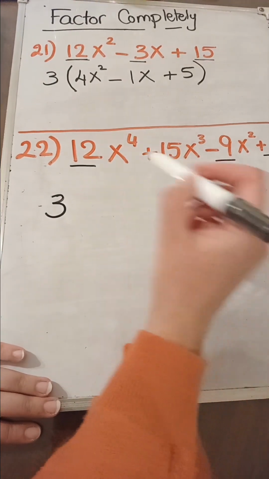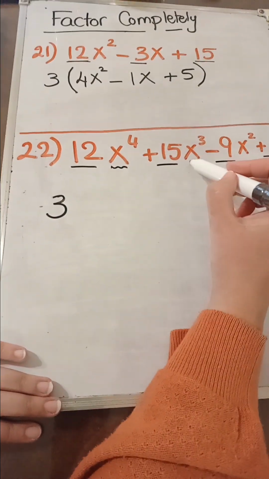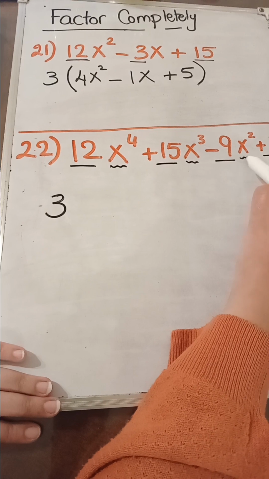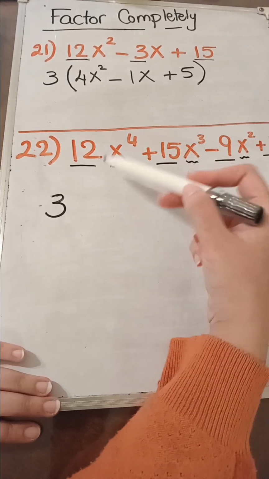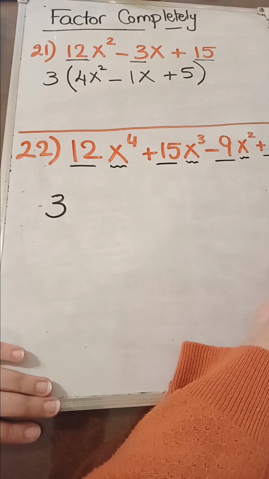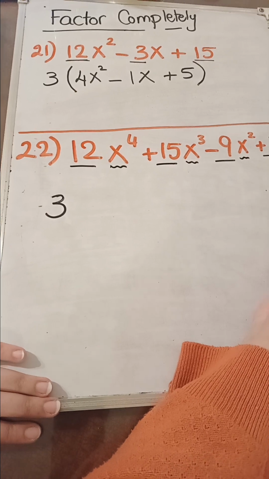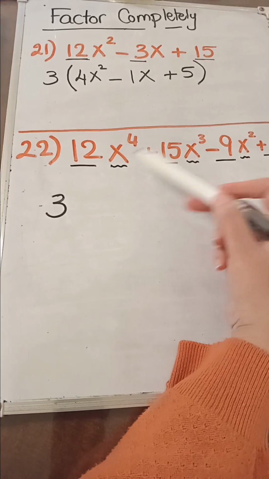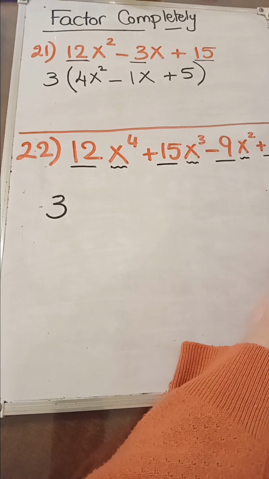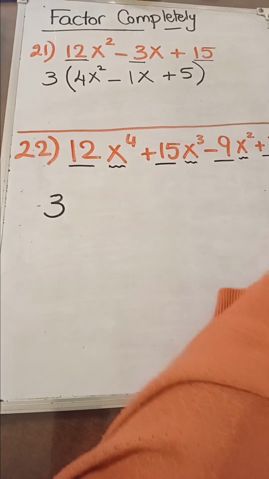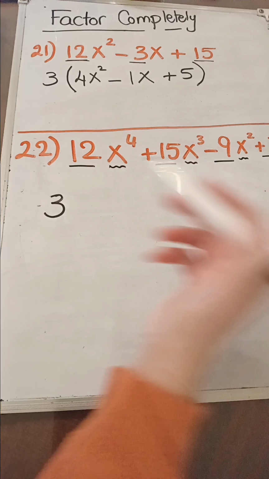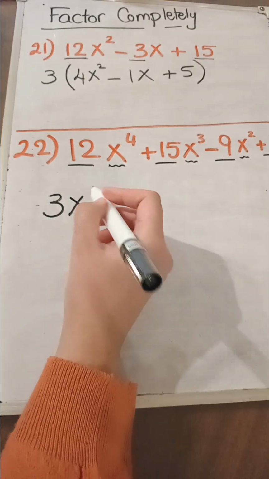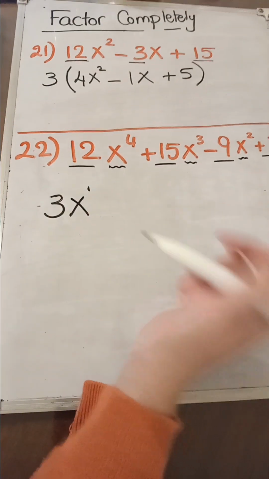Now let's look for the variables. Here I have x to the power of 4, x to the power of 3, x to the power of 2, and x. So all terms have the letter x, which means I can take x as a common factor, but with which exponent? I take the least exponent, which is to the power of 1. So 3x to the power of 1 is going to be my GCF.